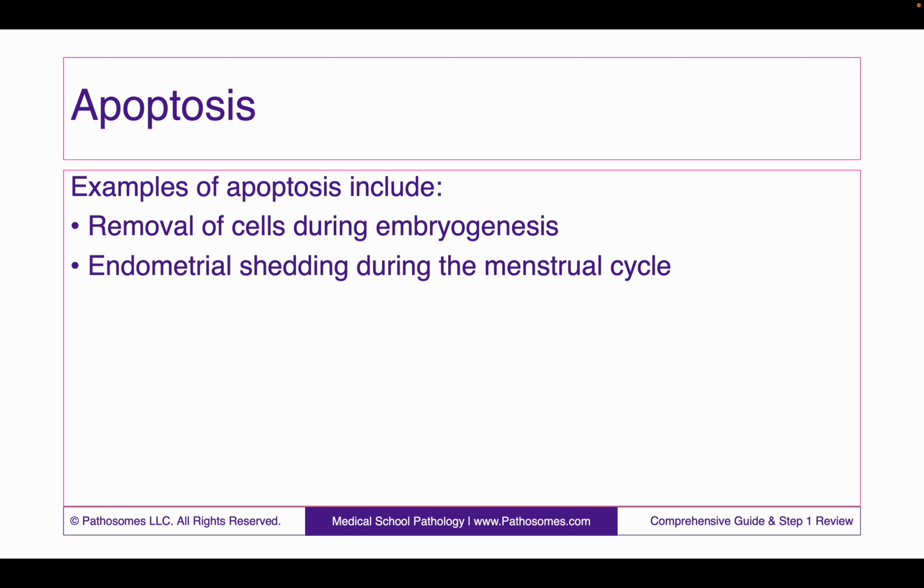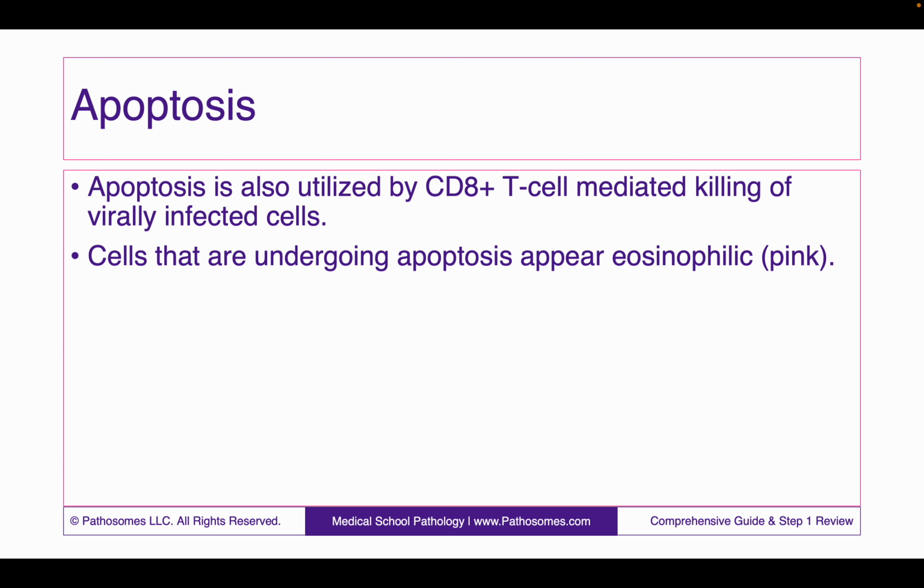Some examples of apoptosis include the removal of cells during embryogenesis, or cyclical endometrial shedding during the menstrual cycle. Apoptosis is also utilized by CD8 positive T cell mediated killing of virally infected cells. And you can tell under the microscope that cells are undergoing apoptosis because they appear eosinophilic sometimes, right?